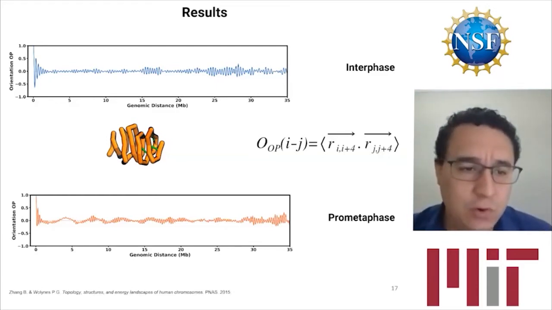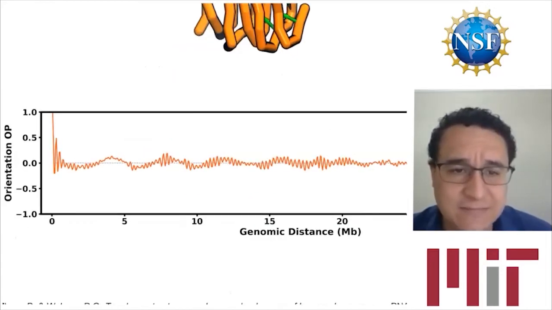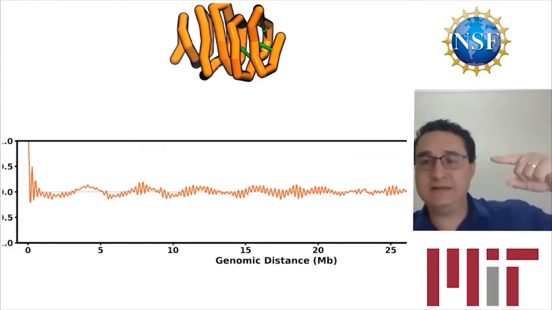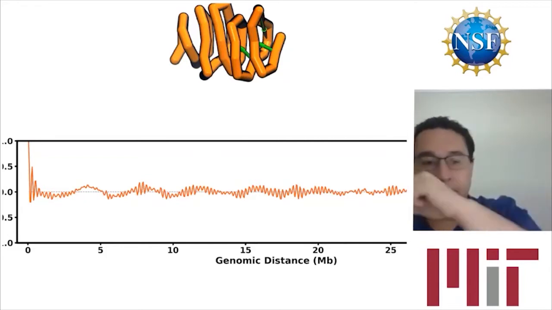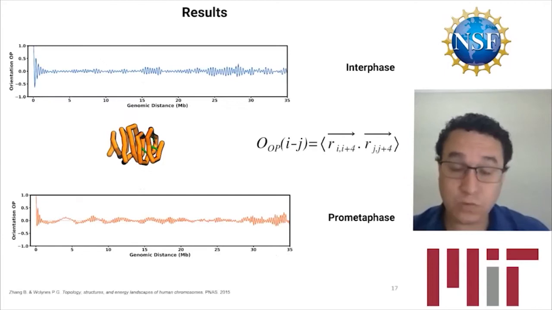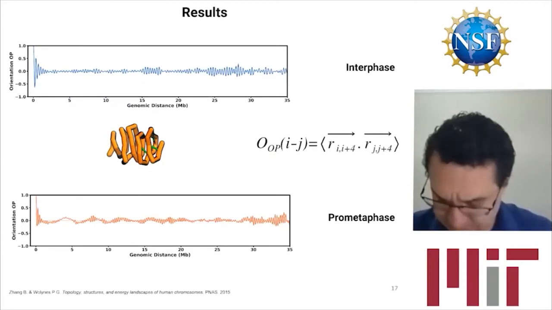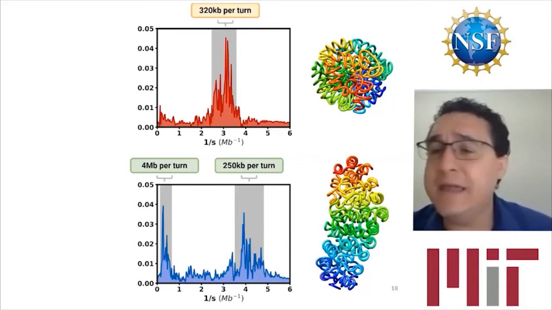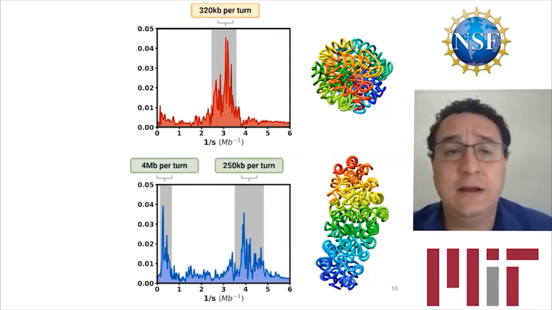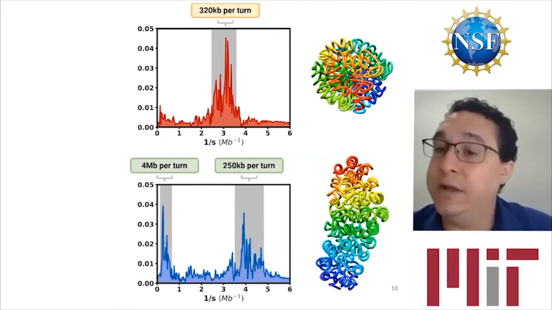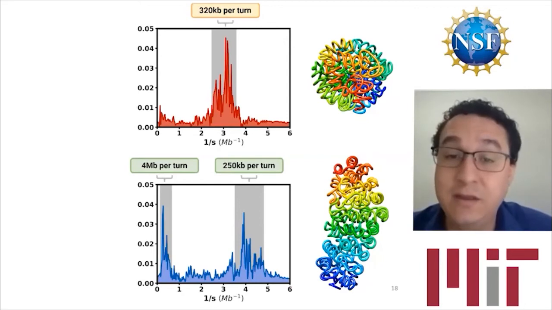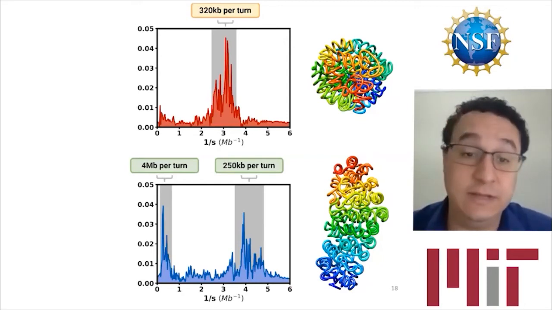It looks like kind of a radio signal. And then if we look close at the prometaphase, you can see that we have a big major wave here, right? So besides those little oscillations, you have a big one, which goes over the whole chain as well. So how can we get those numbers? For that, we did a Fourier transform on those signals. And then the peaks here, on average, tell us that we have one turn every 320 kilobase in the interface. Okay, so on average about 300 kb, we have one turn of this helix formation on the interface.